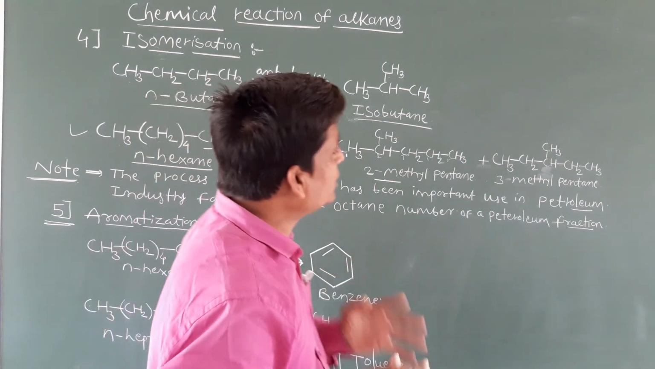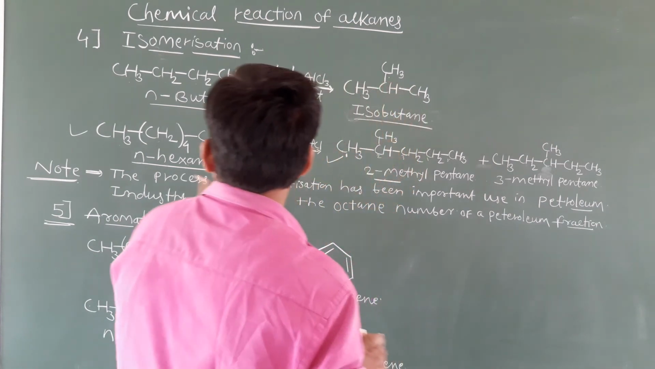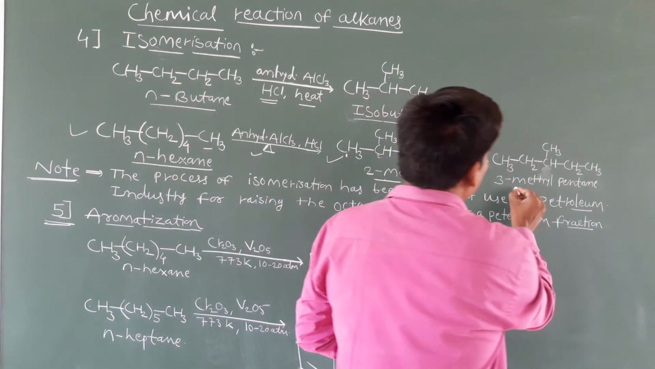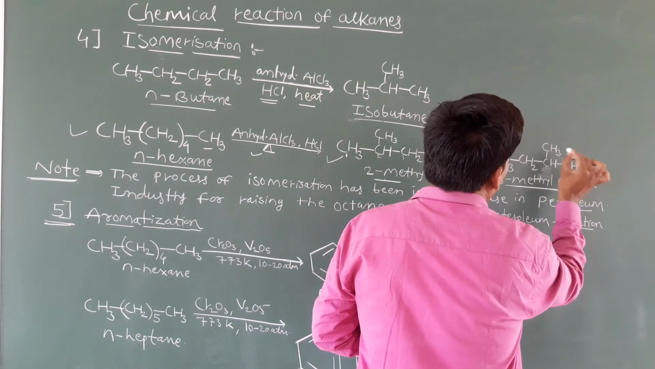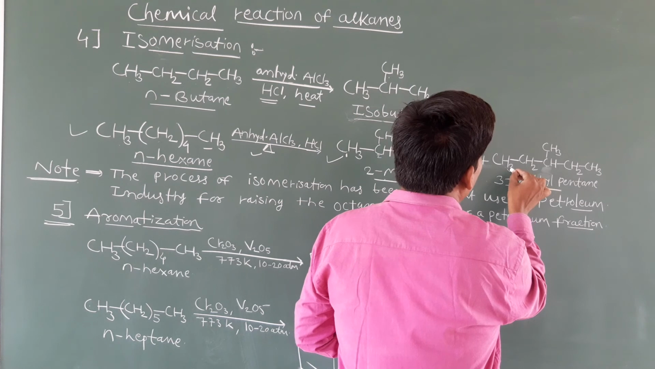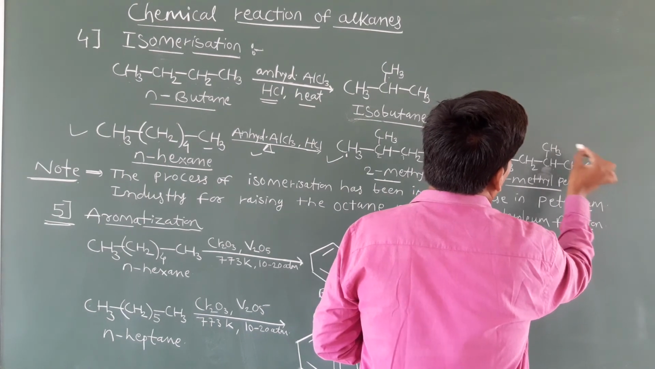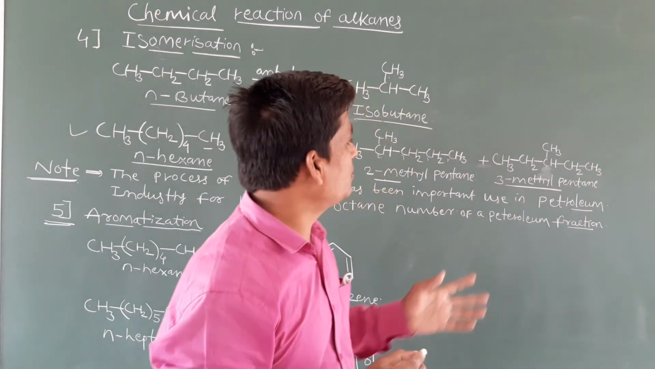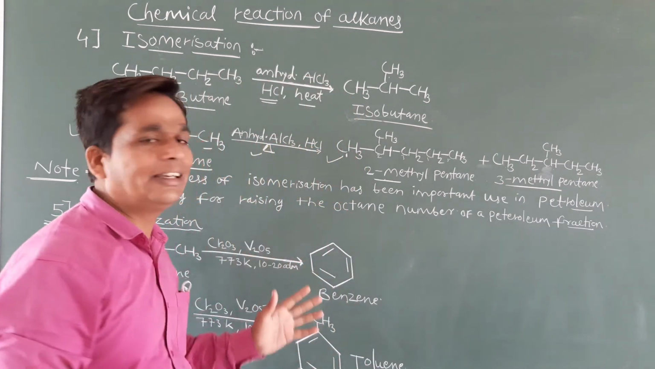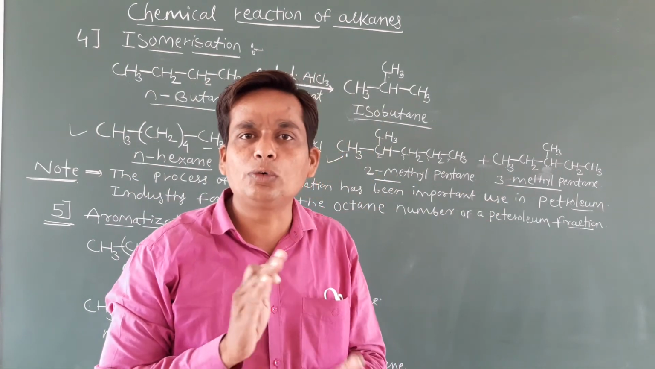Remember students, another possibility is that we can form 3-methyl pentane. It also has the same molecular formula, C6H14. Just check it: 3-methyl pentane, 1, 2, 3, 4, 5, 6 carbons, and 14 hydrogens. So it has the same molecular formula but a different structure. Now dear students, n-hexane undergoes isomerization and forms 2-methyl pentane as well as 3-methyl pentane. There are two possibilities.